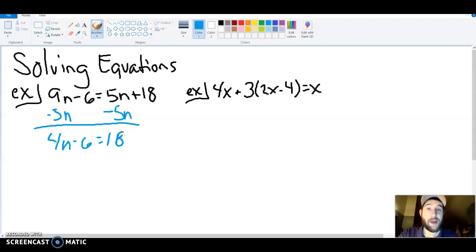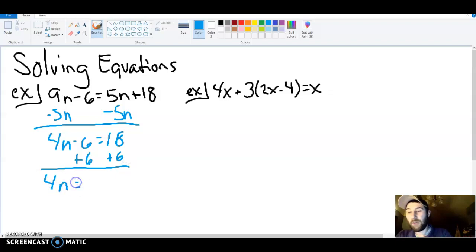From here, I'm going to go ahead and add that 6 onto the other side to get it over to the 18 because I want to get the n by itself. And notice that addition and subtraction undo each other, so that's why I'm choosing to add and subtract with all this. So we have our 4n equal to 18 plus 6, which is going to be 24.